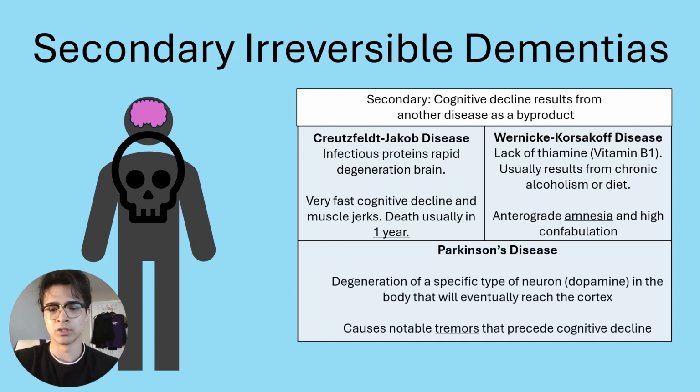The third disease is Parkinson's disease, which is a specific degeneration of a type of neuron, dopamine, and this starts in the spine, but it eventually reaches your brain, which causes the dementia symptoms. The symptoms are notable tremors before the cognitive decline happens.